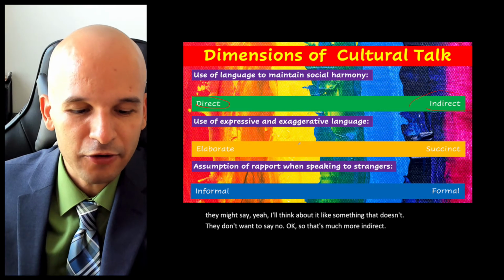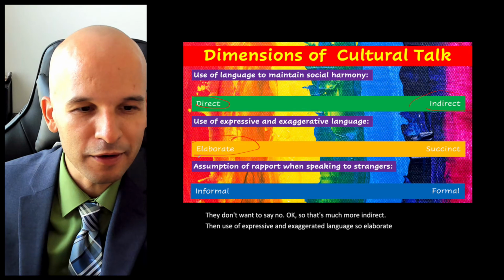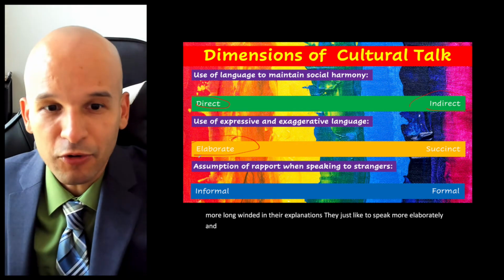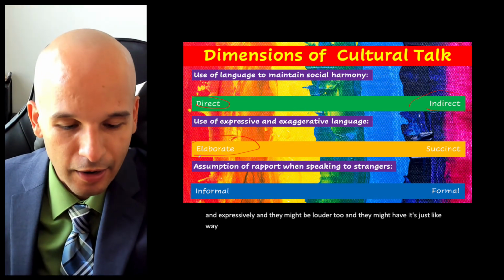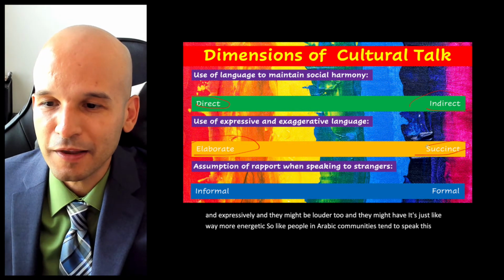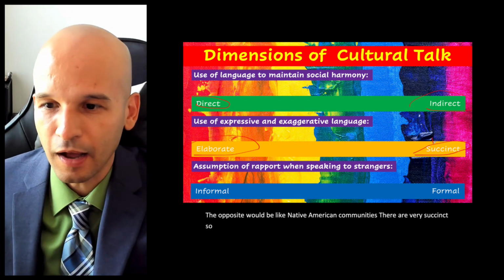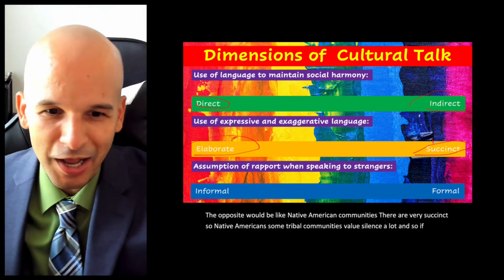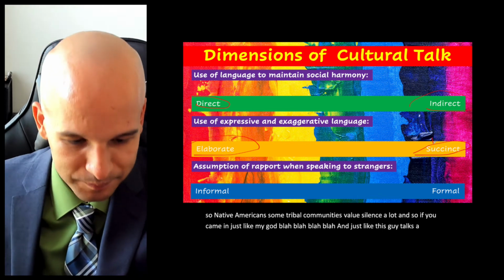Then use of expressive and exaggerative language. So elaborate people tend to be more long-winded in their explanations. They just like to speak more elaborately and expressively. And they might be louder too. It's just way more energetic. People in Arabic communities tend to speak this way. The opposite would be Native American communities. They're very succinct. Some tribal communities value silence a lot. And so if you came in going, oh my God, blah, blah, blah, it'd be like, this guy talks a lot, that kind of thing.